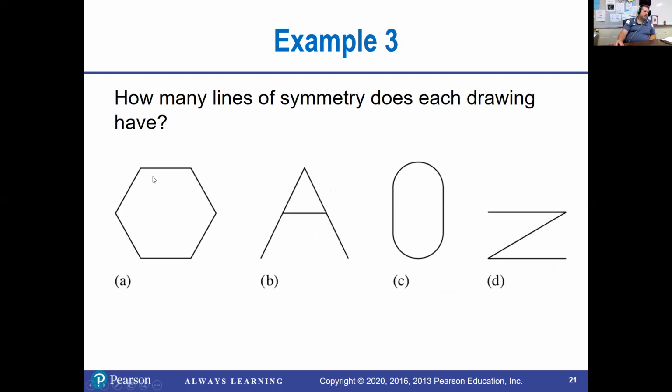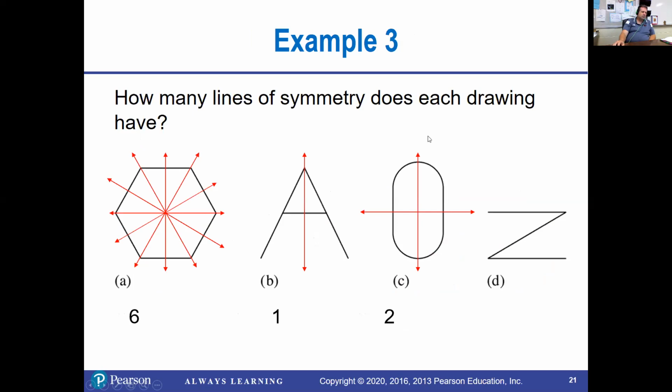Okay, well, if you look at this here, I have a hexagon. This hexagon has 6. 1, 2, 3, 4, 5, and 6. Has 6 different ones. Okay, this A only has the one right in the middle. This kind of weird shape, oval, has 2. It's right down the middle, cuts it in half. This one cuts it in half. Any given time, it has 2. And then the Z has none. Cannot cut it and have the exact same figure on both sides.